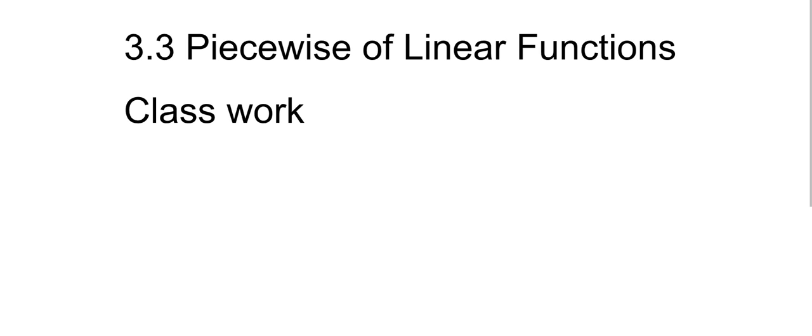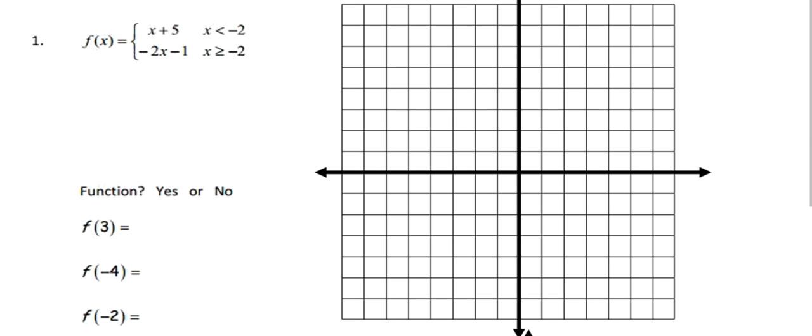Alright guys, this is the video I promised you I would do to go over some of the problems from the assignment you're going to have today on 3.3 piecewise linear functions. So the first problem is just like a problem we did on Friday. You have f of x equals x plus 5 where x is less than negative 2, and negative 2x minus 1 where x is greater than or equal to negative 2.